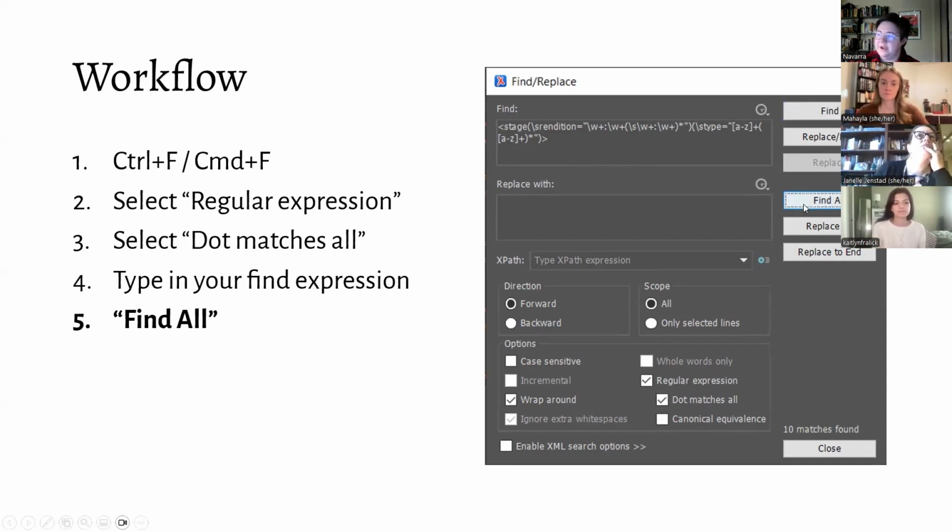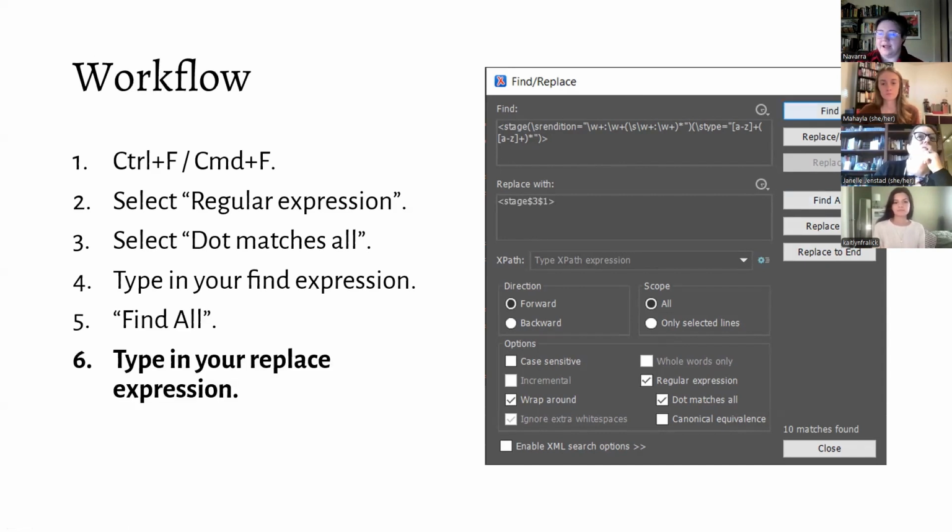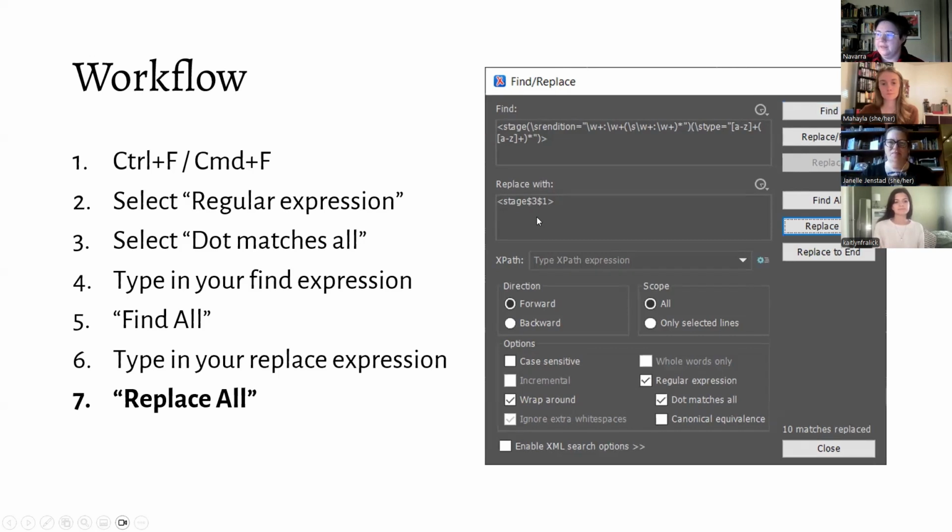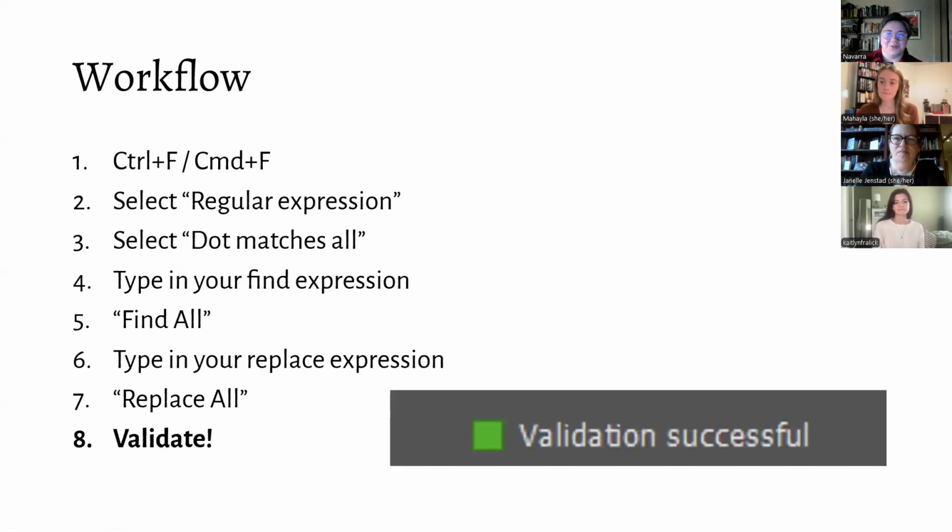Once you've typed in your find, click Find All, and then Oxygen will show you everything that you match with. If you're happy with that, type in your replace expression. Here, we're just changing the order of a couple of back reference groups. So we've got explicitly what we want it to say, and then 2 back reference groups, $3, $1. We've changed the order. And then hit Replace All. And of course, validate.